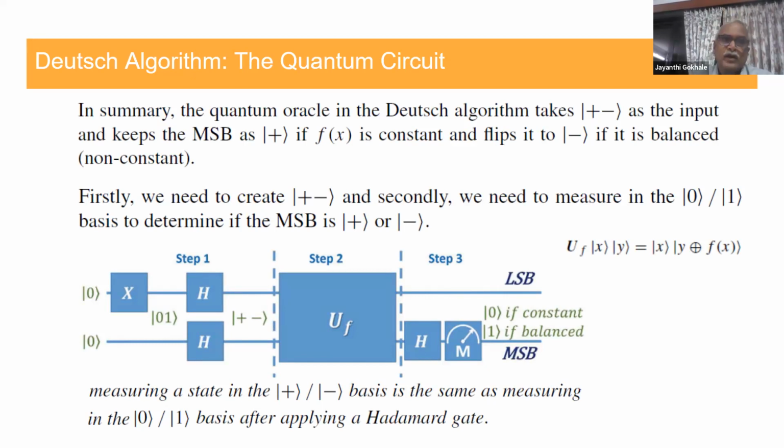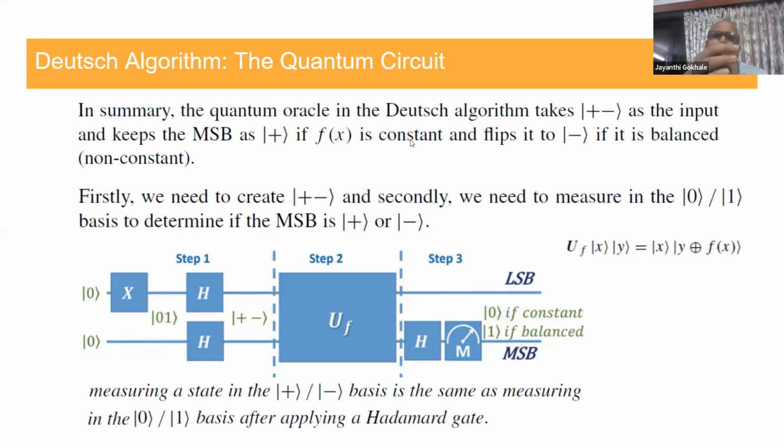So in the context of my Deutsch algorithm, this is my complete quantum circuit. I'll just show this picture and then flip over to a small 5-minute demo, and then we can wind up the session. So here my Deutsch algorithm typically takes the inputs in the form of plus minus, right? And what it does is it keeps the MSB as it is, and flips the bit to -1 if it is balanced. Keeps it as it is if it is a constant.